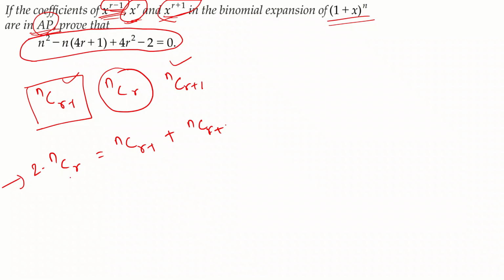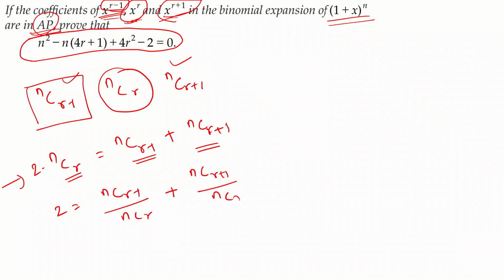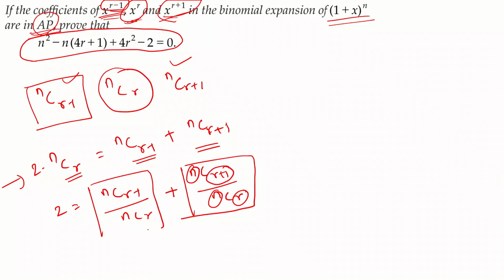So what I do is divide each of these terms by nCr. I write 2 is equal to nC(r minus 1) by nCr plus nC(r plus 1) divided by nCr. I can straight away apply the formula in the second case, because head and head are equal and this tail is greater than this tail by 1. But I cannot apply it directly in the first case, because head and head are equal, but this is in fact 1 less than this, so I need to take the reciprocal.